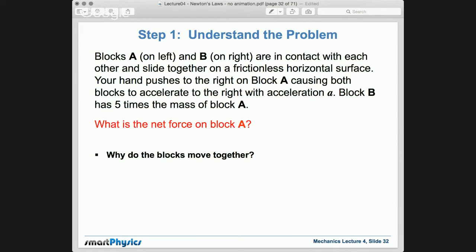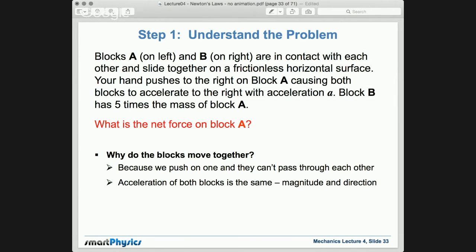You're pushing on one, so why are they moving together? Probably most of you will understand intuitively, because if you push on one of them, and the other one is in the way, they can't pass through each other. The implication of that is that the acceleration of both blocks is the same. Whatever acceleration block A has, that's the same acceleration as block B. And you could say that if you had one block of mass A plus B, then that would be the acceleration of that compound block as well.